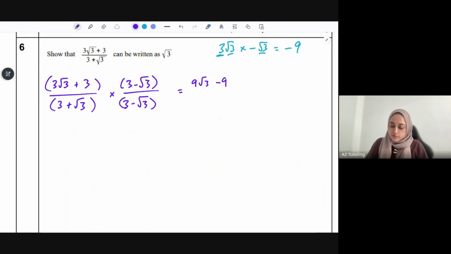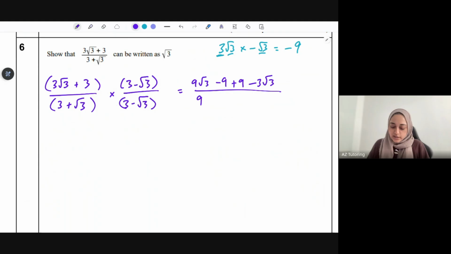We've then got 3 times 3, which is 9. And then 3 times minus root 3, which is minus 3 root 3. All over 3 times 3 is 9. Now you'll see how the surds cancel out on the bottom and why we times by the opposite sign.